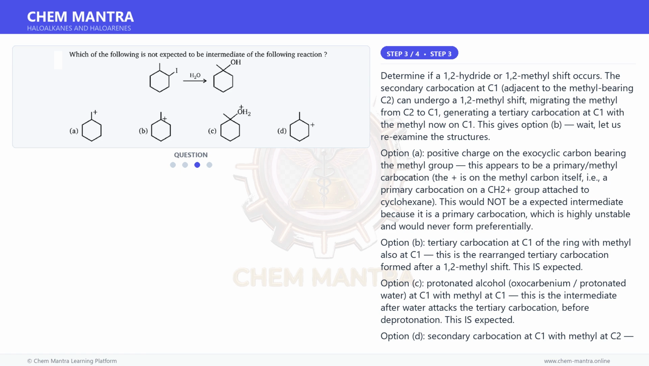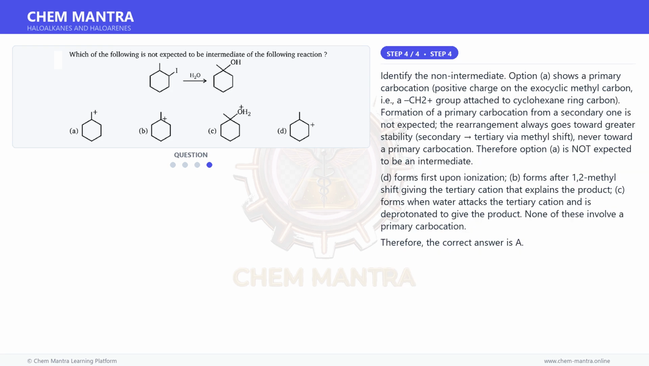Protonated alcohol, oxocarbenium, protonated water, at C1 with methyl at C1. This is the intermediate after water attacks the tertiary carbocation before deprotonation. This is expected. Option D. Secondary carbocation at C1 with methyl at C2, the initial carbocation after iodide departure. This is expected. And for the final step, identify the non-intermediate.